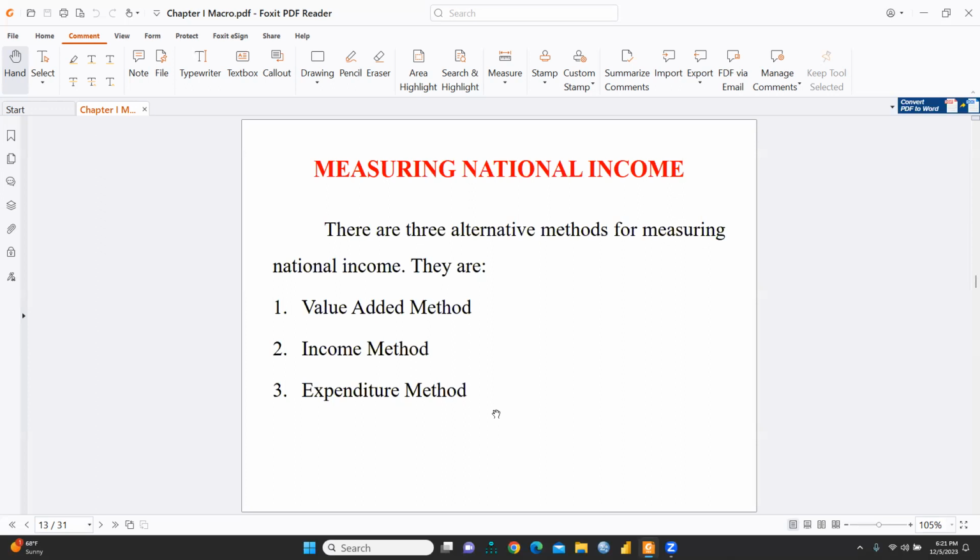And in the next video, I'm going to discuss the income method, then the expenditure method, and one by one we will solve some numerical problems on how we can measure national income with the help of the value added method, income method, and expenditure method. I hope this video would be helpful to you.